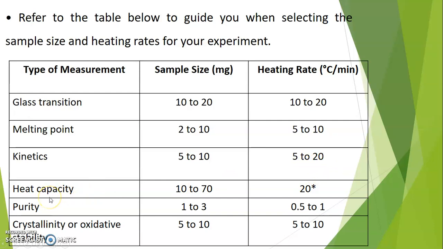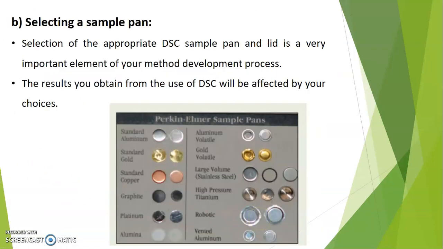If we determine the heat capacity, then we use 10 to 70 milligrams of sample and 20 degrees Celsius per minute. If we want to determine the purity of the sample, then we use 1 to 3 milligrams of sample and 0.5 to 1 degree Celsius per minute of heating rate. If we determine the crystallinity or oxidative stability of the sample, then we use 5 to 10 mg of sample and 5 to 10 degrees Celsius per minute of heating rate. Now the next part is selecting a sample pan.